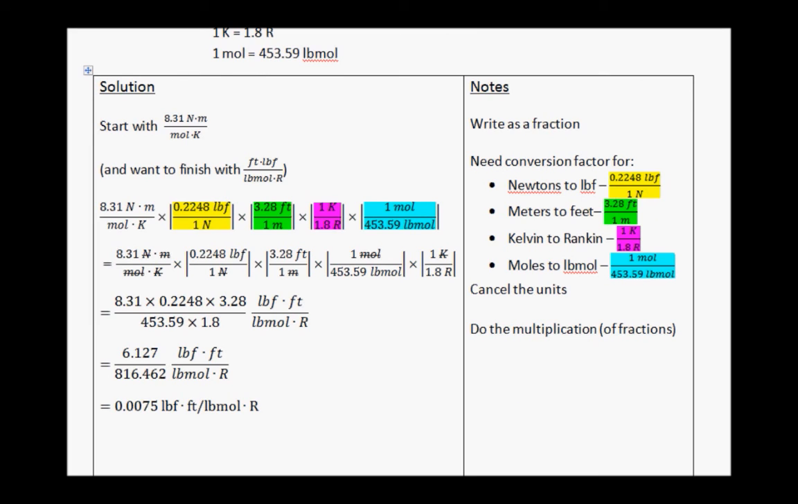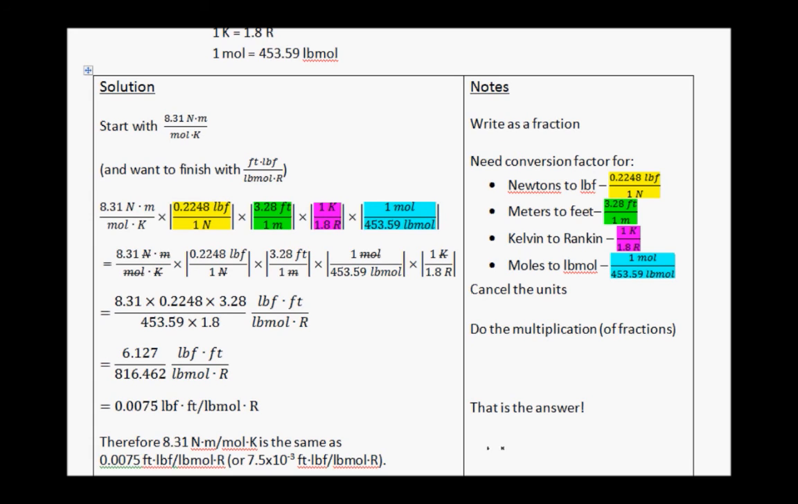And that is the final answer. So I'll write down my final statement. Confidently stating that 8.31 Newton meters per mole Kelvin is the same as 0.0075 foot-pounds force per pound mole Rankine. Or if you want, you can write this in scientific notation as 7.5 times 10 to the power of -3 foot-pounds force per pound mole Rankine.